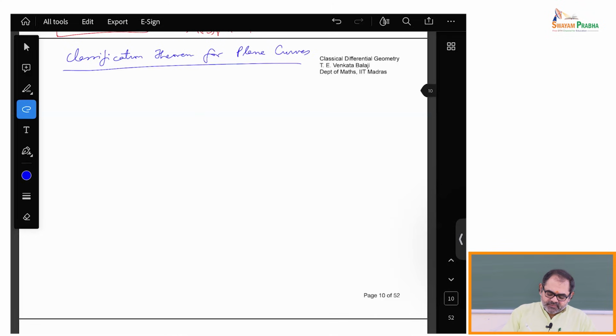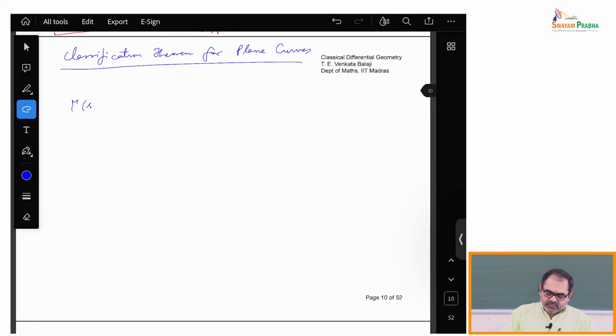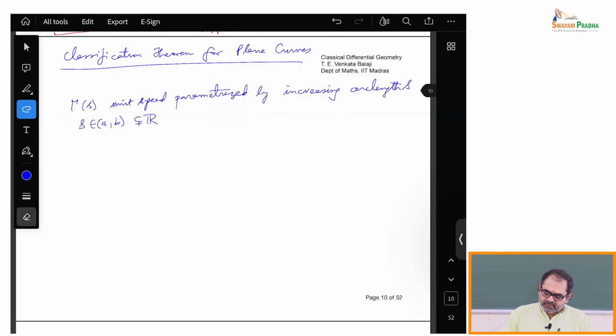So what you are going to do is, on one side, start with the curve gamma of s, a unit speed curve, parameterized by increasing arc length s. s is varying in this open interval (a, b) inside the real line, and so it need not be the whole of the real line, or it could be, it really doesn't matter.